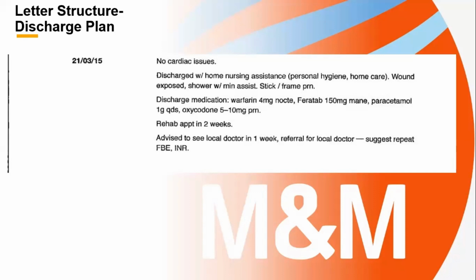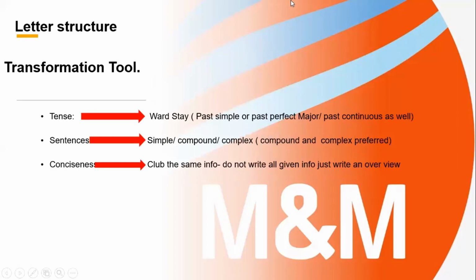Full blood examination. FB stands for full blood examination. Now we have to see over here, FB stands for full blood examination. Now we can also see, let's say, the tool that is being required for the transformation. Let's say, which tense should we use for the transformation? Here, we have the past history or so on. Then we have sentences. We can use simple, compound, complex sentences.